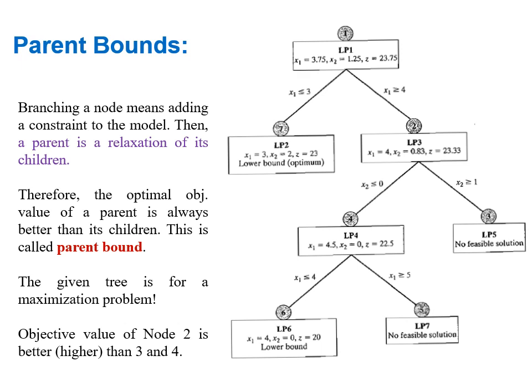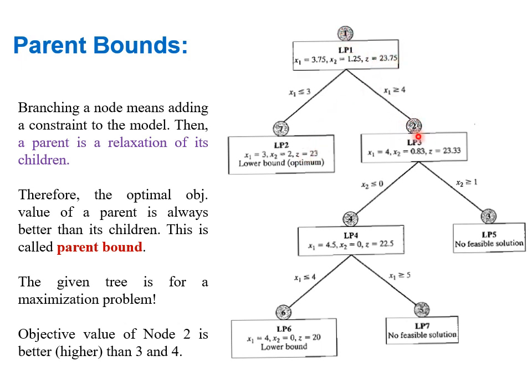Okay, given this information, now let me ask you this question. If you don't know the objective function of this problem, can you determine the objective function? I mean, is this a minimization problem or a maximization problem? So you need to look at the parents and children. Look, this is the optimal solution of node 1, which is 23.75. This is the optimal solution of LP2, one of its children, it's 23. And when you compare, you see 23 is less than this value.